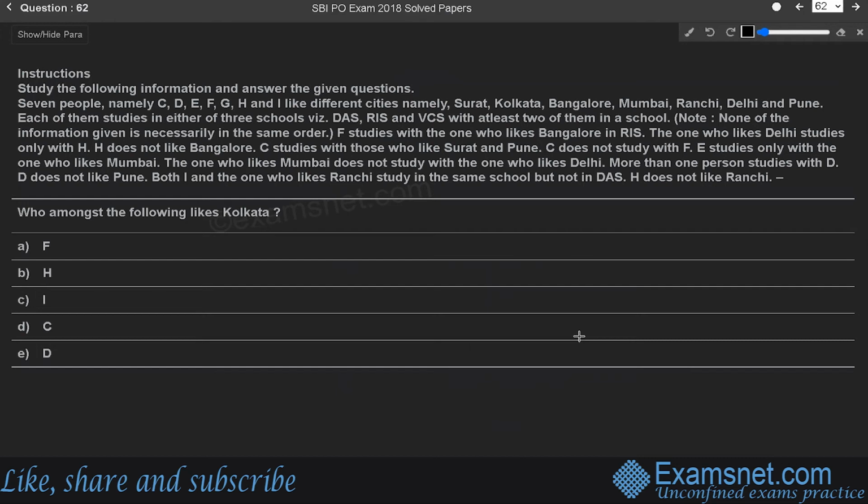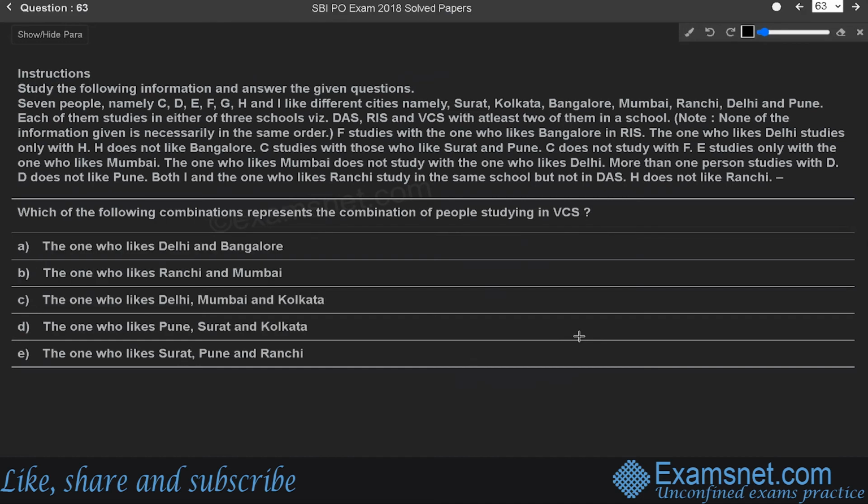Next question also has the same directions, and the question is, who amongst the following likes Kolkata? We know that H likes Kolkata. Therefore, we can say that the correct option here is option number B, which is H.